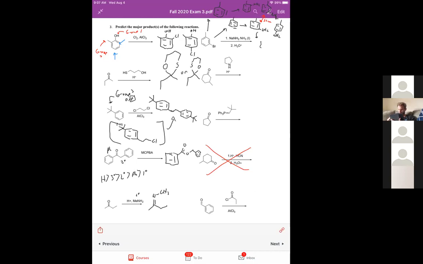Can you please do an example of the Br was on a para position instead of meta? Yep, I'll do one after this page. I'll draw it up on a. Okay, thank you so much. Yep. Okay.